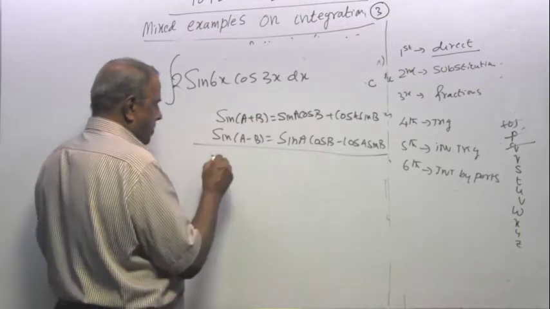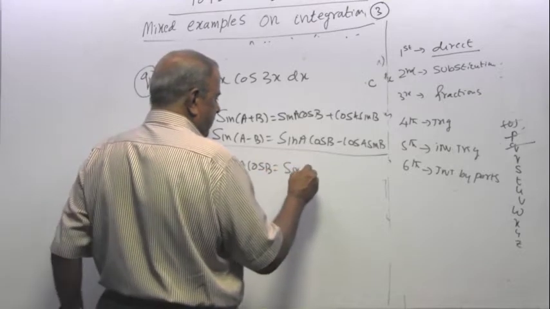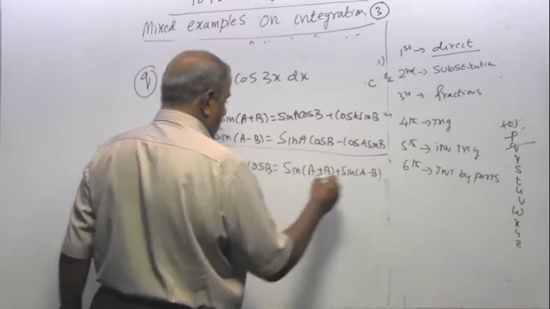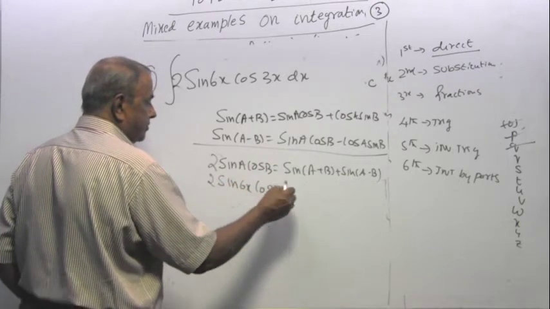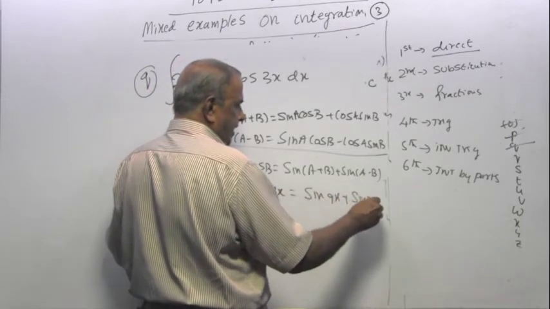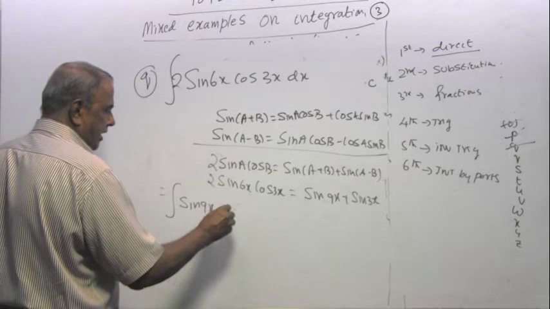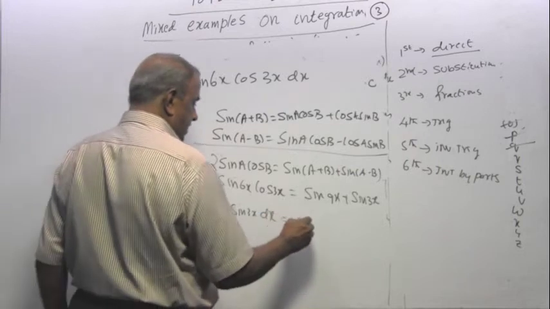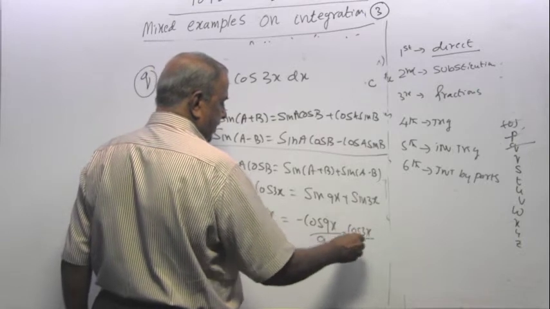What happens when you add them? I get 2 sine A cos B equals sine of A plus B plus sine of A minus B. So I have 2 sine 6x cos 3x is equal to sine of 9x plus sine of 3x. So it becomes integral sine 9x plus sine 3x dx. When you integrate sine 9x, I get minus cos 9x over 9 minus cos 3x over 3 plus c.